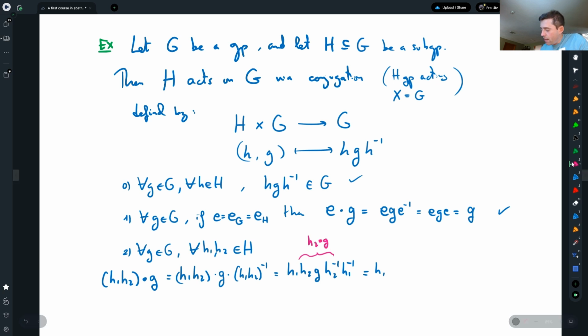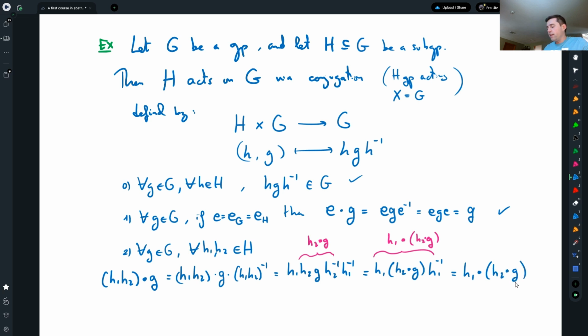So I'm going to write that as H2 acting on G, and then I'm conjugating with H inverse. But that is now H1 acting on H2 acting on G, as we wanted. So this is also a group action.